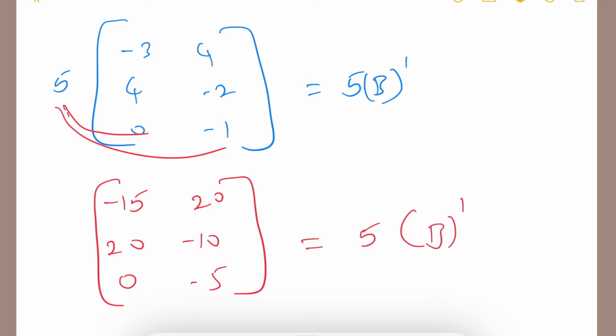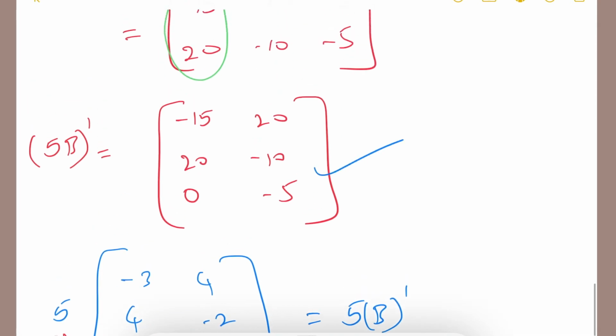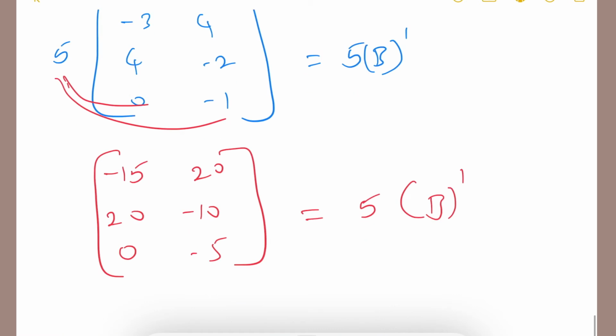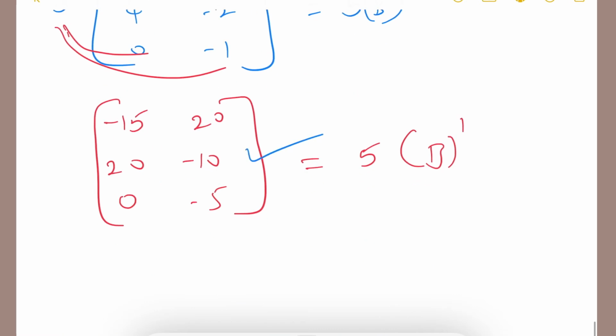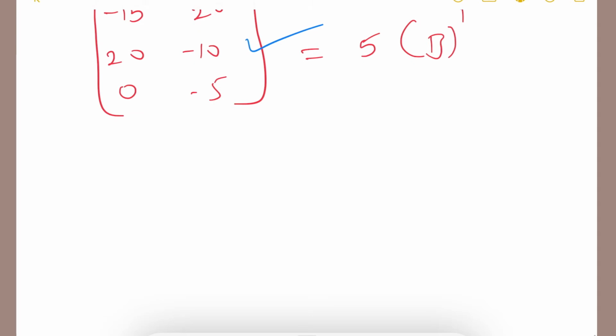Now let us compare the values once. (5B) whole transpose is [-15, 20; 20, -10; 0, -5]. 5 into B transpose is also [-15, 20; 20, -10; 0, -5]. So from these two we can conclude that (5B) whole transpose is equal to 5 times B transpose.